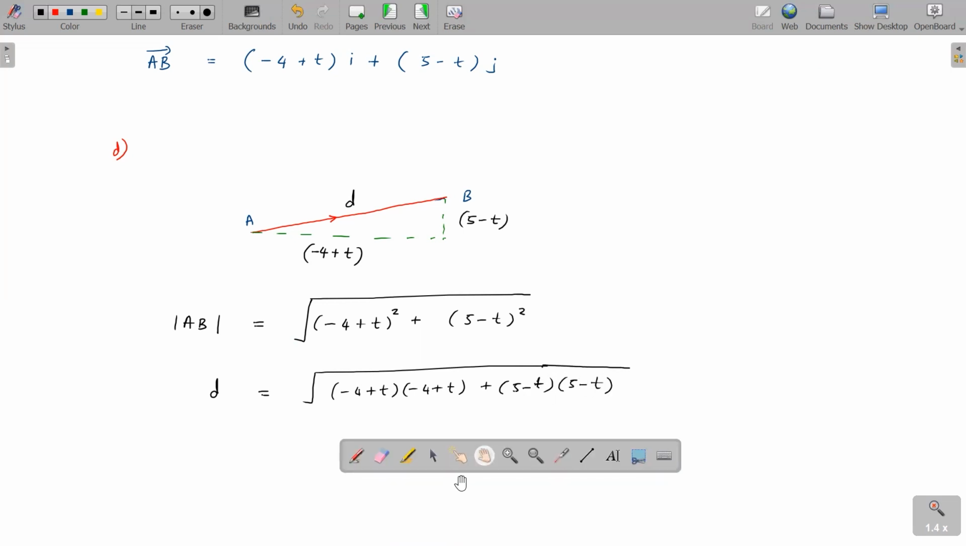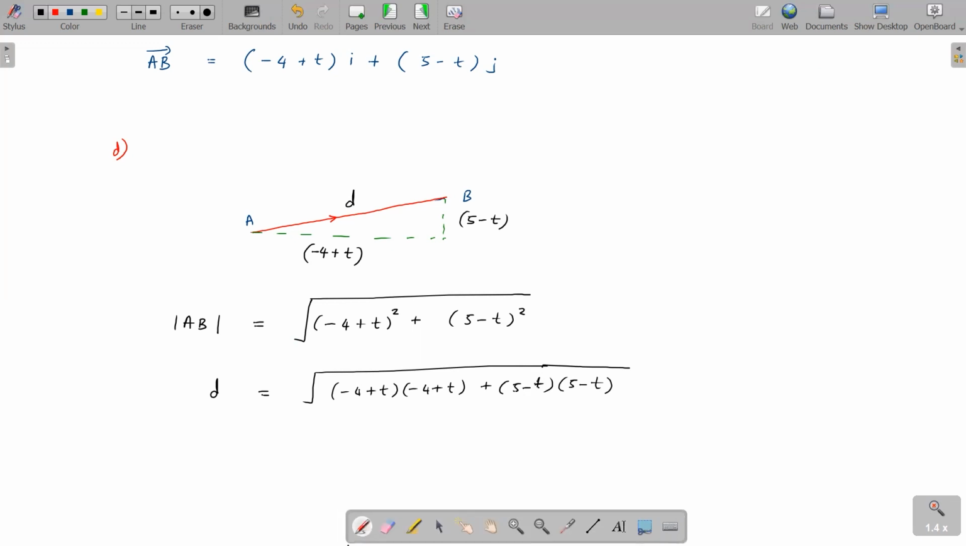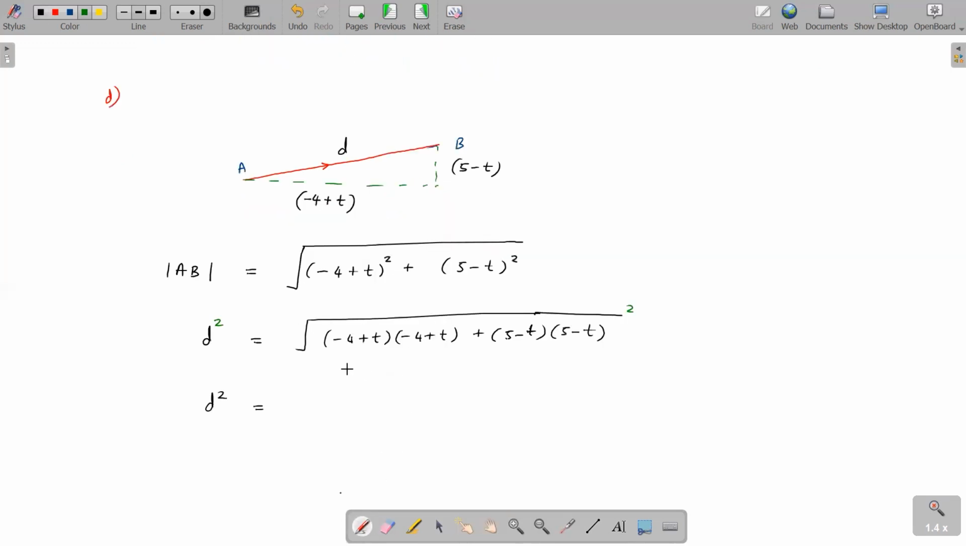We'll remove the large root by squaring the distance. So d square is, I'm removing the large root by squaring. The large root removed. Shall we multiply inside? Minus 4 into minus 4 is 16. Minus 4t, minus 4t into t is t square. The next one, 5 times 5, 25, minus 5t, minus 5t, minus t into minus t is again t square. Do you agree with me?